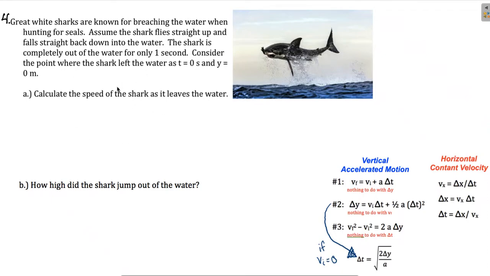Okay, this is problem number 4 on your pretest. I talked about some of this in class. I think it is the hardest problem that's on the pretest. So we have a great white shark.